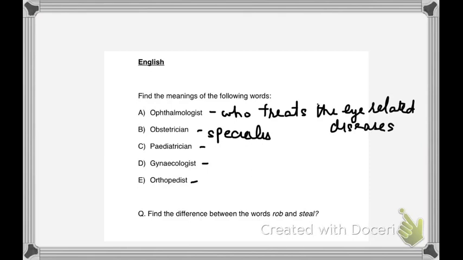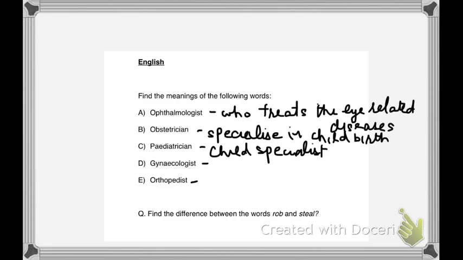Now what is an obstetrician? An obstetrician is a doctor who specializes in childbirth. Who is a pediatrician? A pediatrician is a child specialist, a doctor who treats the child after he or she is born. The obstetrician specializes in childbirth, so both are two different doctors. Just keep that in mind.